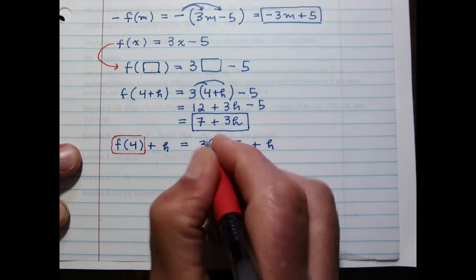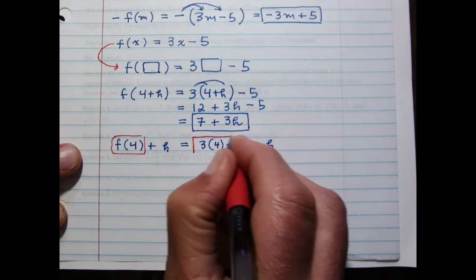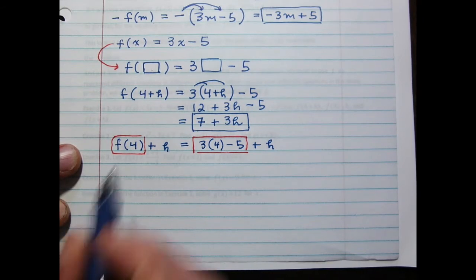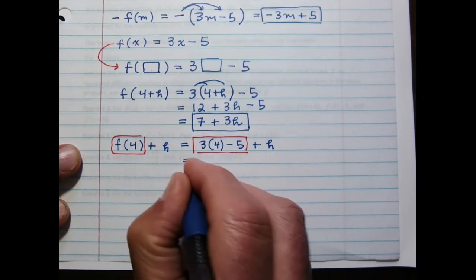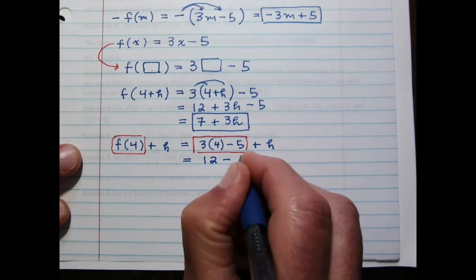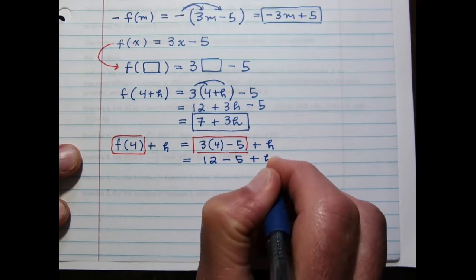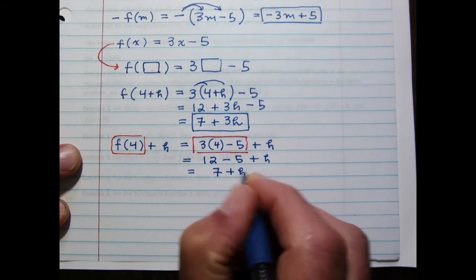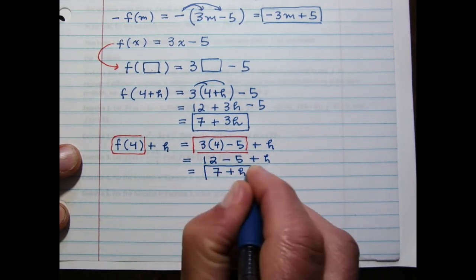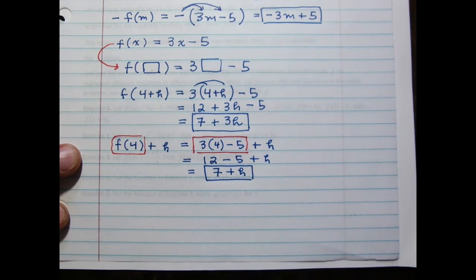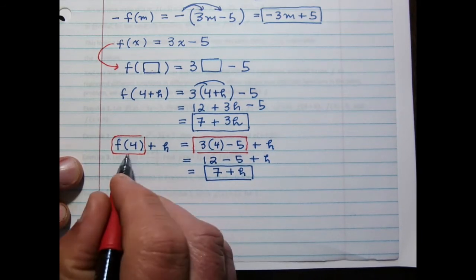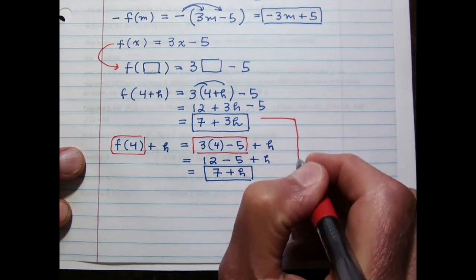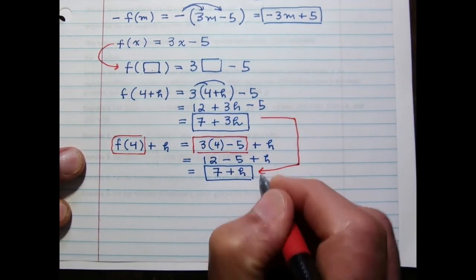And the red marks here are just to help us think about what's going on here. They're not really part of the calculation, right? And we already figured out that f of 4 was 12 minus 5. And 12 minus 5 is 7 plus h. So that's our answer for f of 4 plus h. So just notice that these two are different.